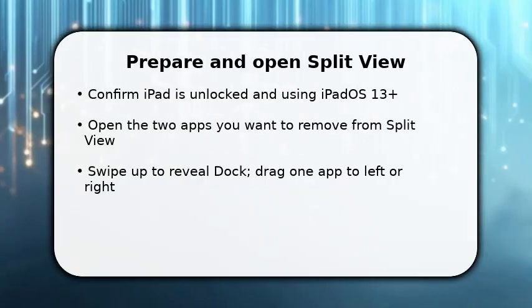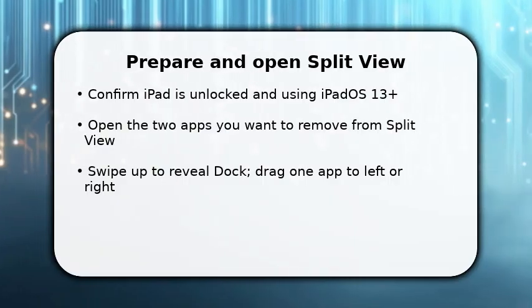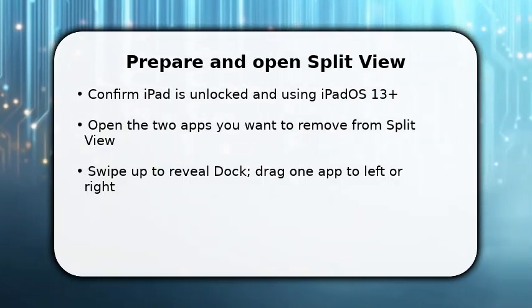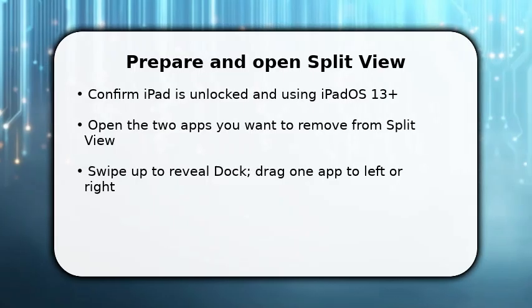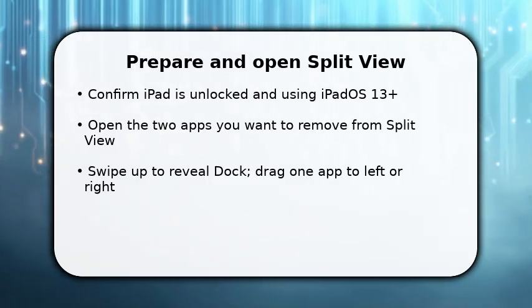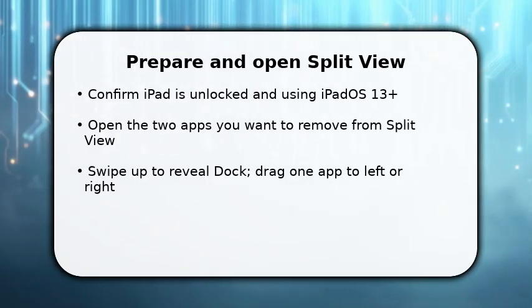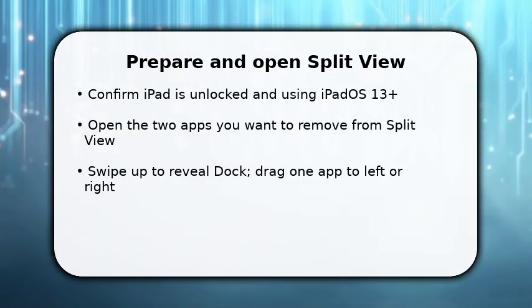You'll start with the apps already in split view. Make sure both are visible. First, if one app isn't in view, open it from the dock or home screen. Once both apps are present, focus on the divider line between them. That vertical bar is the control.